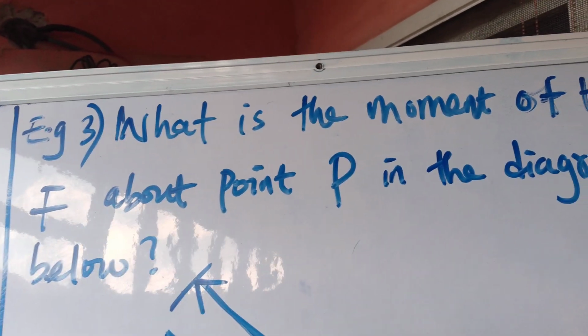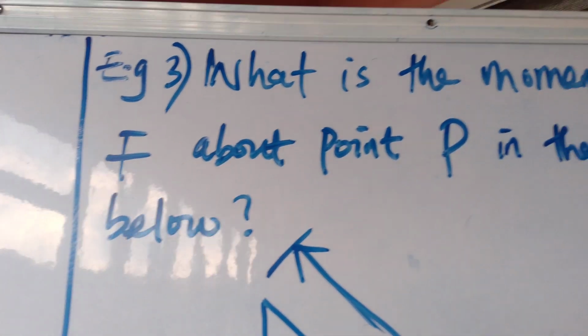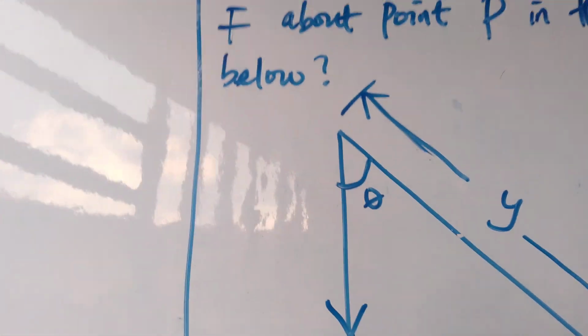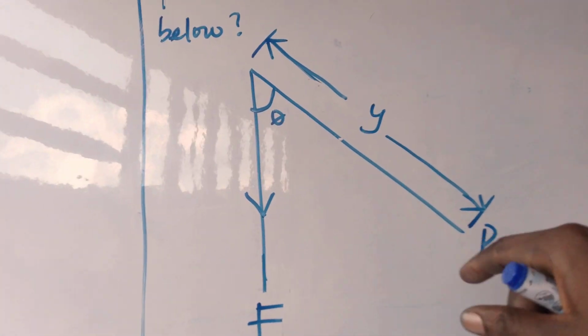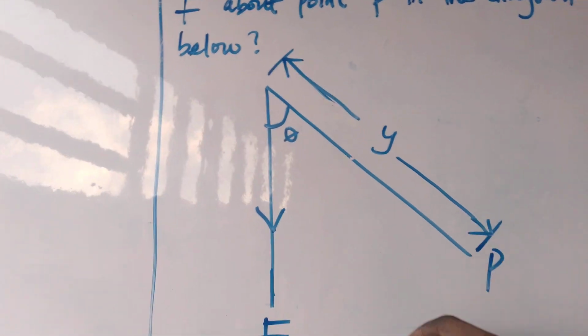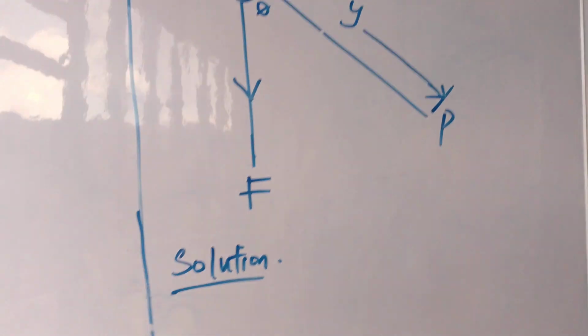Alright, we have another question on the board. It says, what is the moment of the force F about point P in the diagram below? This is the force F, and we're asked to find the moment about point P. A moment must be force times perpendicular distance, so we have to resolve this. Quickly, let's do that.